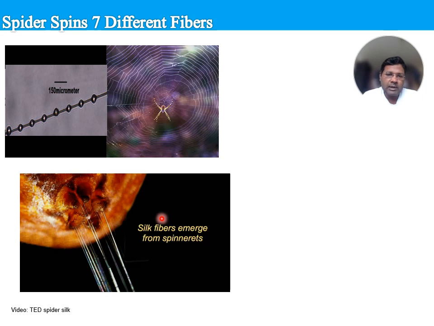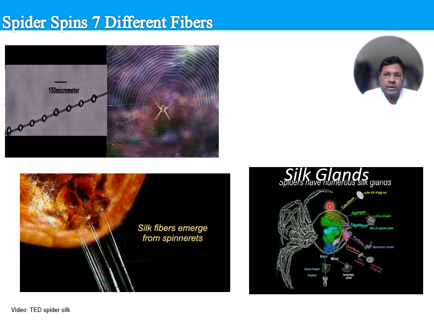There are many spigots here, and each spigot is connected to its own silk gland which stores silk protein. An orb web spider can generally generate 7 types of silk, and it has 7 silk glands. Each stores a different kind of protein.